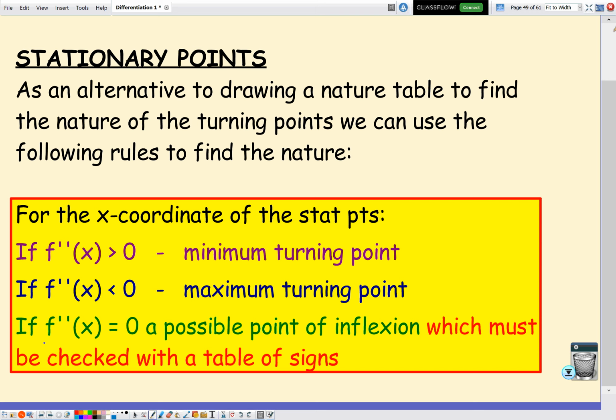Alright, so the last bullet point there is a bummer. If you've gone into all that hassle to find your second derivative and subbing it in and everything like that, and then you find out that you've got equal to 0 and you have to go and do a nature table anyway, then you'd be pretty hacked off, but you know, it's worth doing.